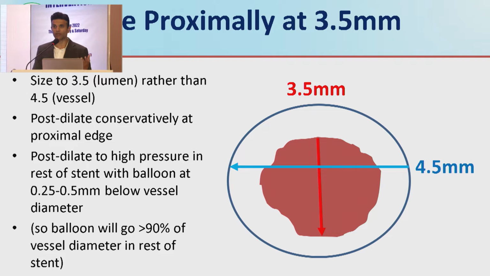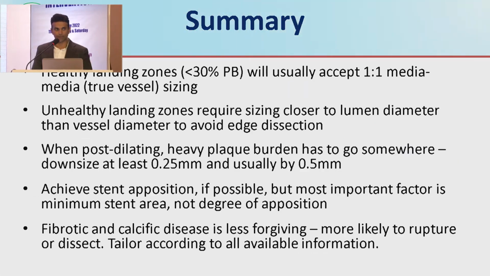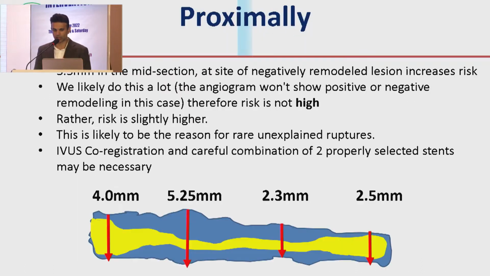And that single information, that single run, allows you to ask for every balloon and every stent you'll need, and then allows you to do one post-run in the IVUS. So healthy landing zones will usually accept a 1-to-1 media to media true vessel size. Unhealthy landing zones require either the selection of a better landing zone or an extension of your stent to a normal landing zone so that you can really post-dilate. And when post-dilating heavy plaque burden, downsize just a touch or leave the proximal stent strut unpost-dilated.